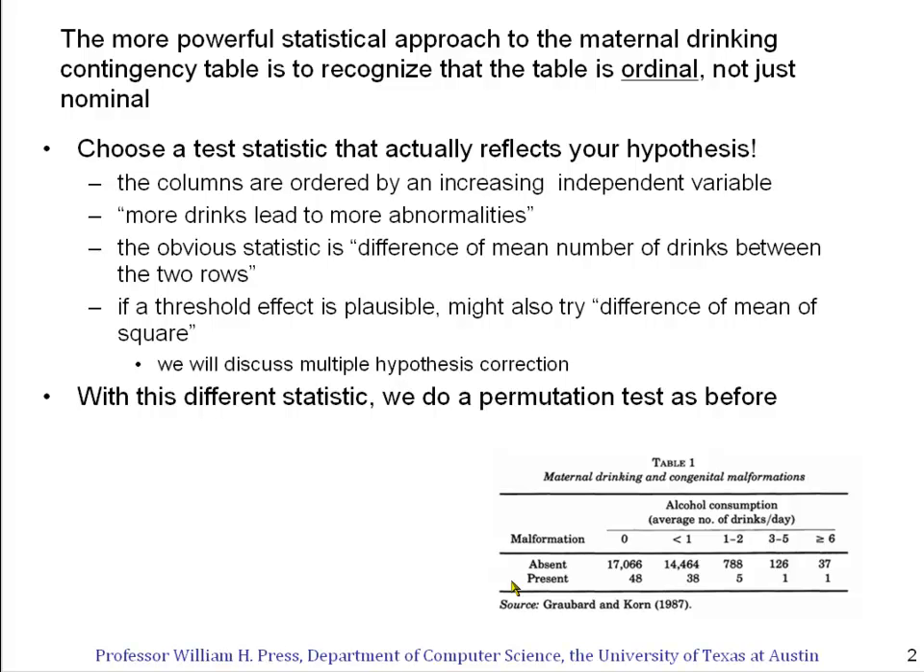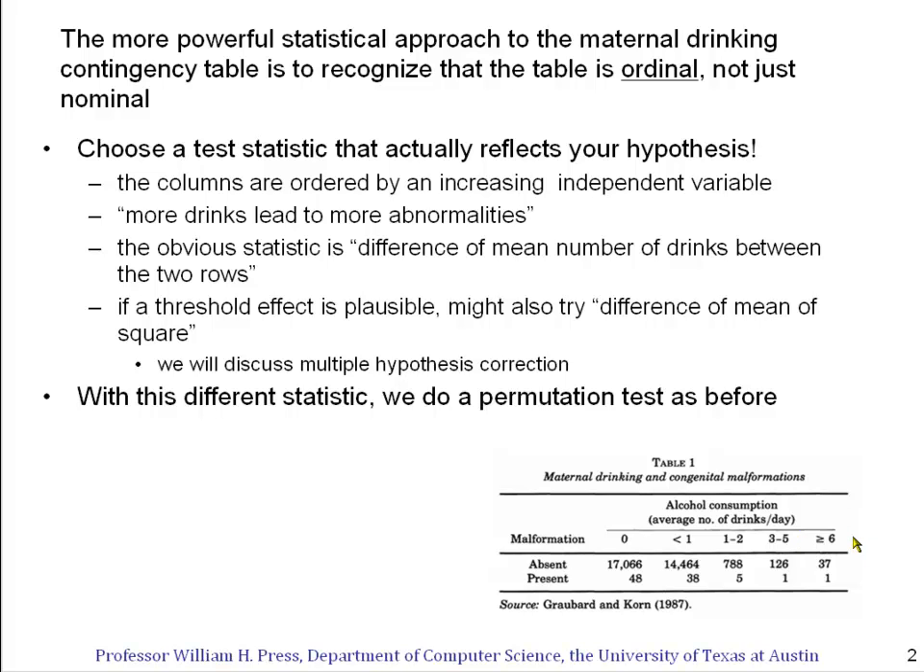Now, where did that come from? I just made it up. You're allowed to make up a statistic that you think will be sensitive to disproving your null hypothesis. I'm actually going to carry through 2 examples in this lecture, so I'm going to make up a second statistic. Maybe it's that a small number of drinks doesn't lead to malformations, but that a more extreme number, the ones down at this end of the table, do.